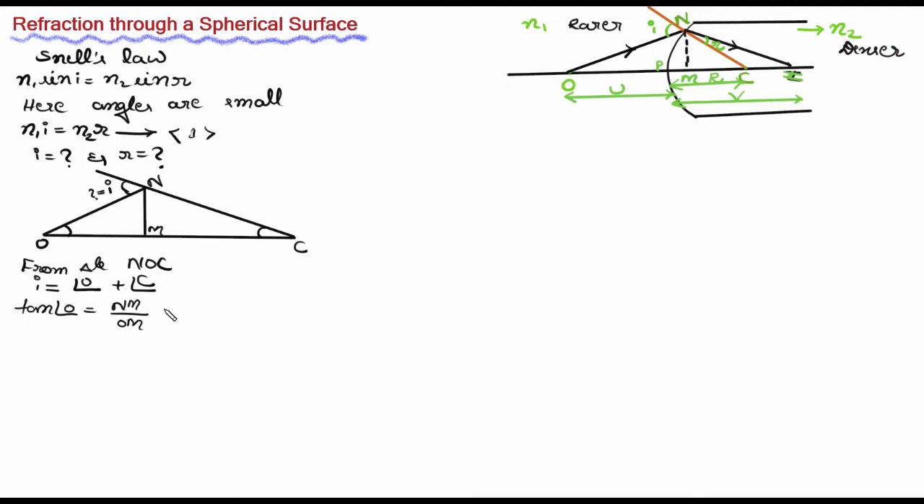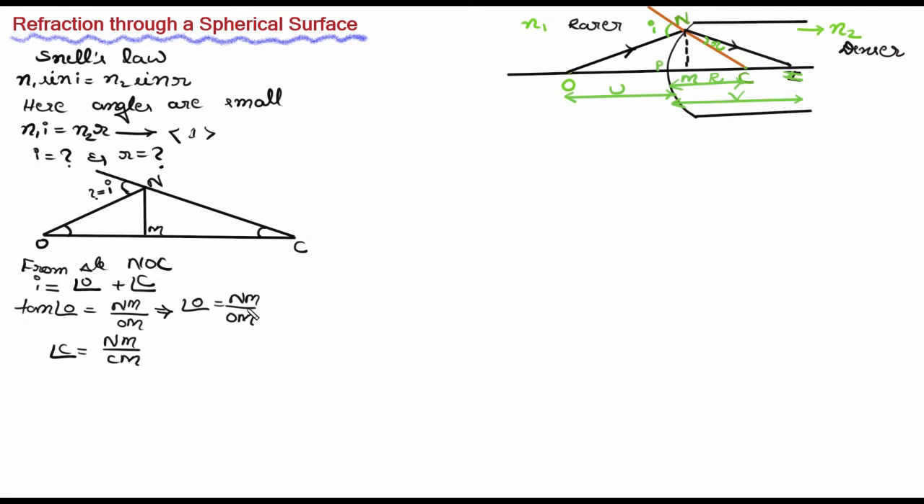As I said already, the angles are very small, so tan O will be taken as angle O. Angle O is equal to NM divided by OM. We have got the value of angle O. Similarly, angle C is equal to, the opposite side of angle C is NM, so it is NM divided by CM.